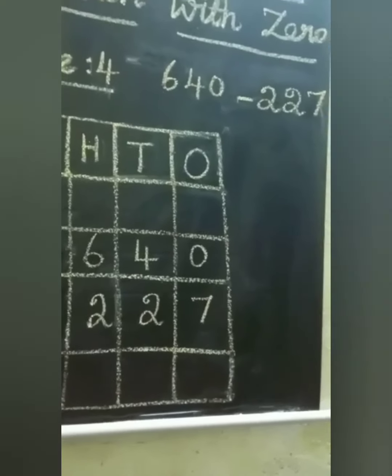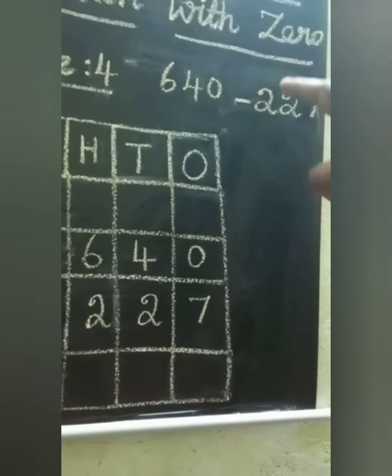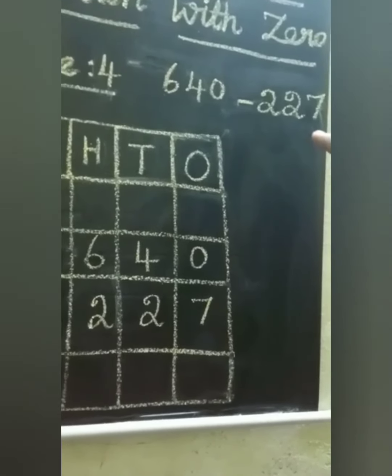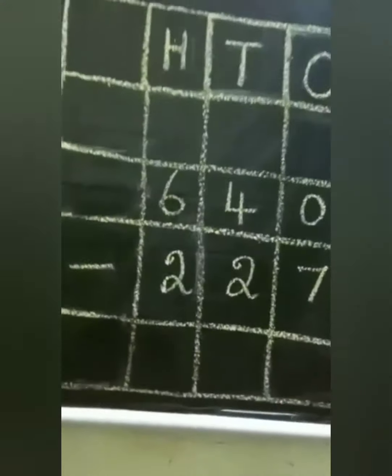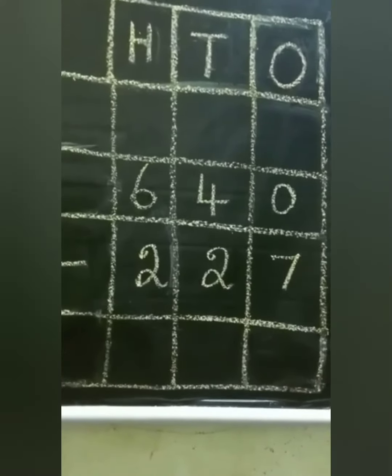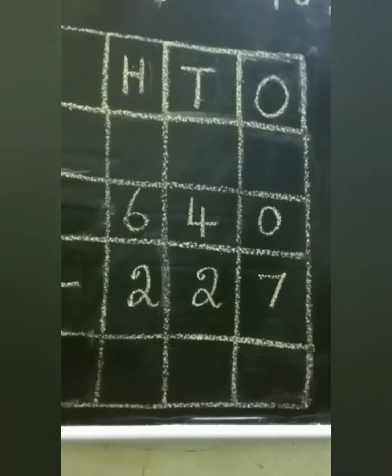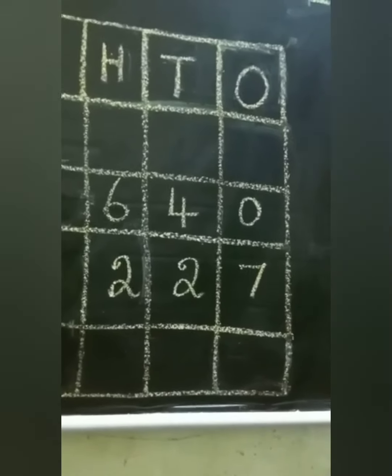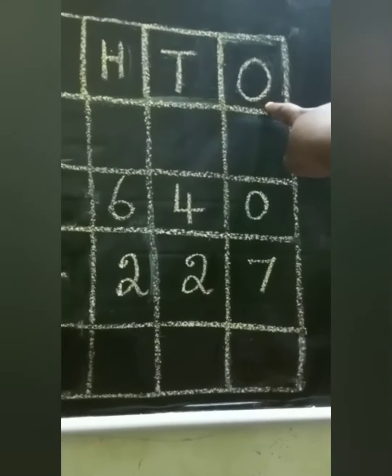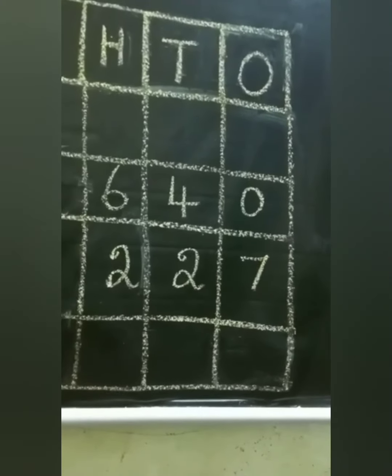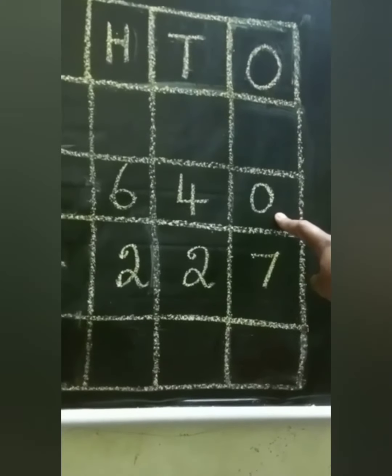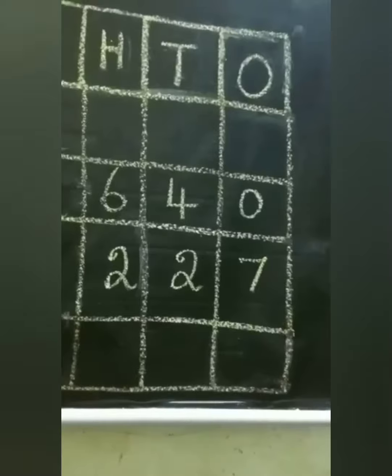Next question, example 4. 640 minus 227. First you have to mention the given question in place value chart. We have 0 and 7 at 1's place, 4 and 2 at 10's place, and 6 and 2 at 100's place, is it? First you start from 1's place. We have 0 and 7. Which number at top? Smallest number at top. So what you have to do? You have to take borrow.